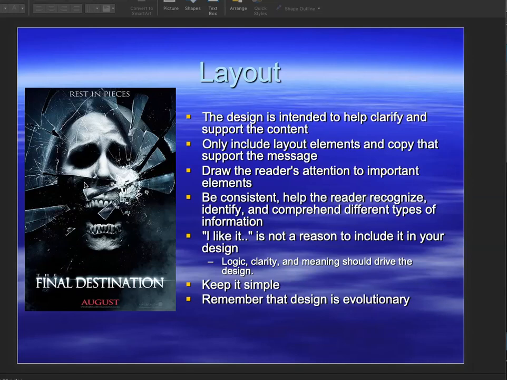Remember that liking it is not a reason to include it in your design. You must have some sort of logic. It helps to clarify something, right? The meaning should drive the design, not vice versa, right? So the meaning, this is about death and destruction and stuff like that, right? The Final Destination, they're talking about death, right? And here we go with this death imagery right here.